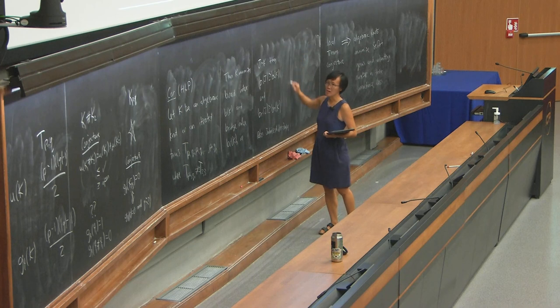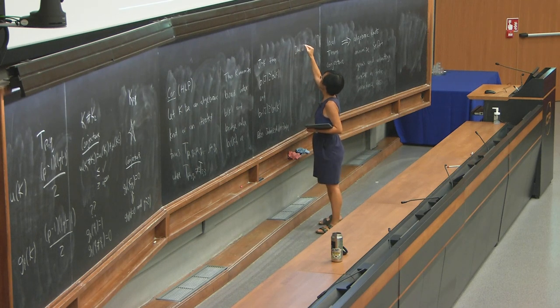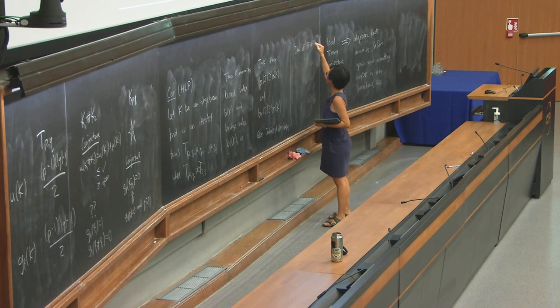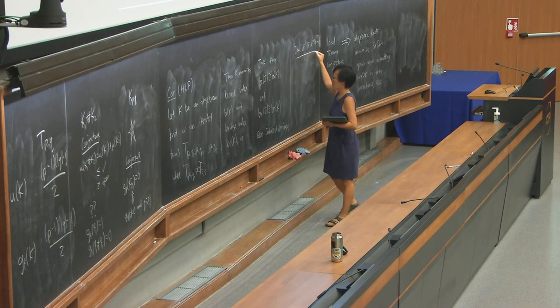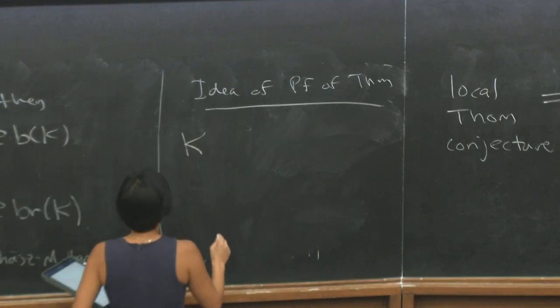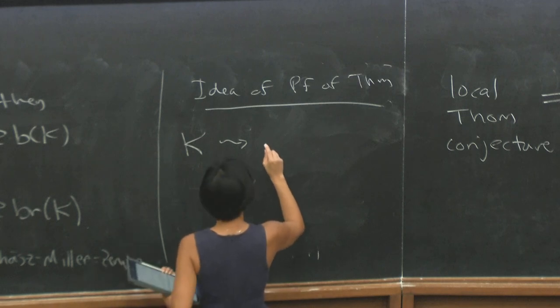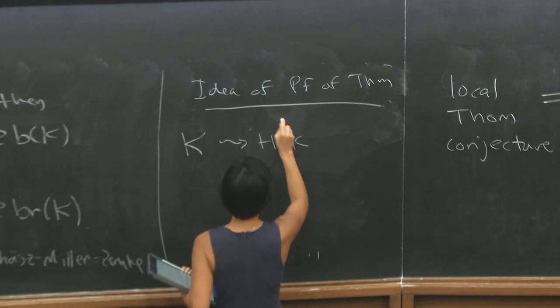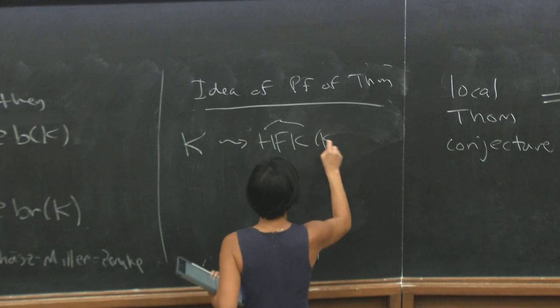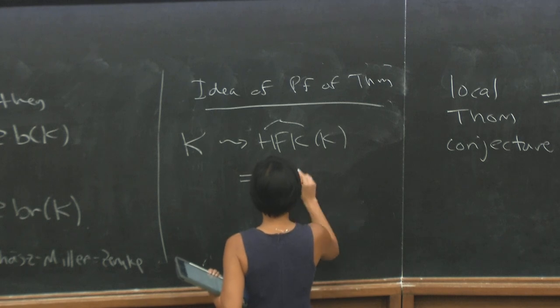Great. So let's talk about the proof. Okay. So to a knot K, we can get its knot Floer homology. It comes in a few different flavors. So we have HFK hat, which is the invariant that categorifies the Alexander polynomial.